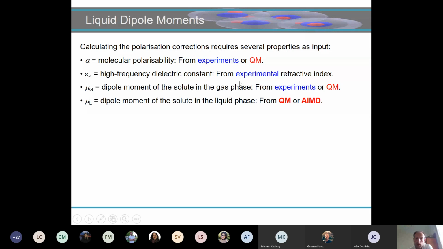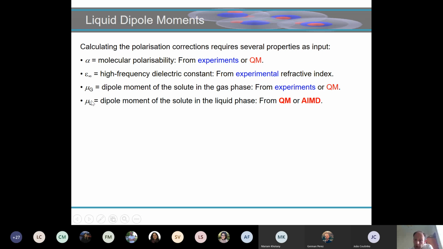Epsilon infinity, as I told you, is also experimentally accessible through the refractive index. It can also be computed from quantum mechanics, although it's a bit more complicated to do. The dipole moment of the gas phase, so the isolated molecule, is again something that is experimentally measured. So in the calculations I've shown you before, all of these three properties have been obtained from experimental data, in fact. Or you can also use quantum mechanics, and this is fairly trivial, to obtain the dipole moment in the gas.